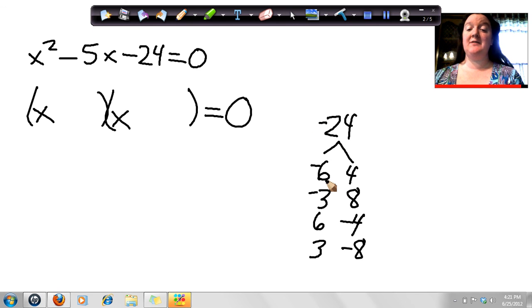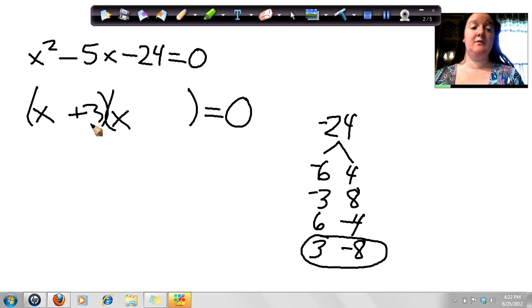If I look at a negative 6 plus 4, that gives me a negative 2. Well, I want a negative 5, so that doesn't work. If I take a negative 3 plus 8, that gives me a positive 5. That's almost the right answer, but we want a negative 5. So I'm going to go with this option. Because I know 3 times a negative 8 would give me a negative 24, and 3 minus 8 would give me a negative 5. So I'm going to say plus 3 and minus 8.